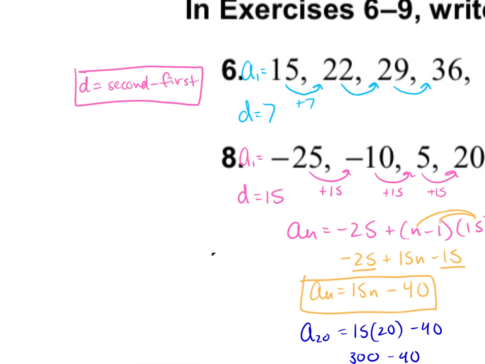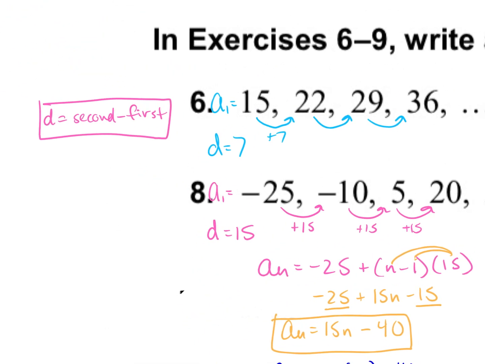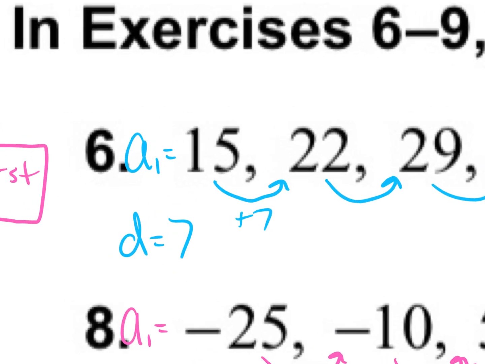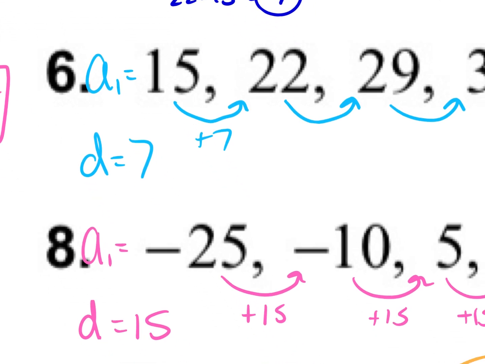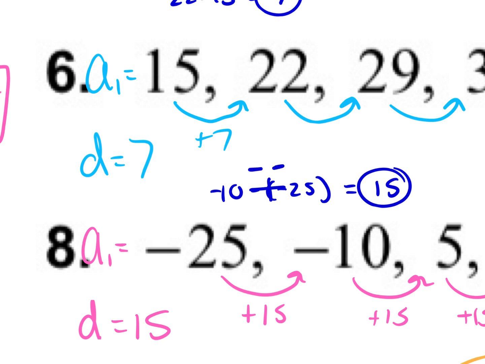So if you can't see what you're adding to get from one number to the next, you could always do, for number 6, 22 minus 15, which would give you 7. That's your common difference. But could you do that for 8? Same thing with 8. You'd do negative 10 minus negative 25. This turns into a plus, so negative 10 plus 25 would be positive 15. I thought it would be negative 35. Well, be careful because it's minus a negative, so it turns into a plus, so it's plus 25. Okay.